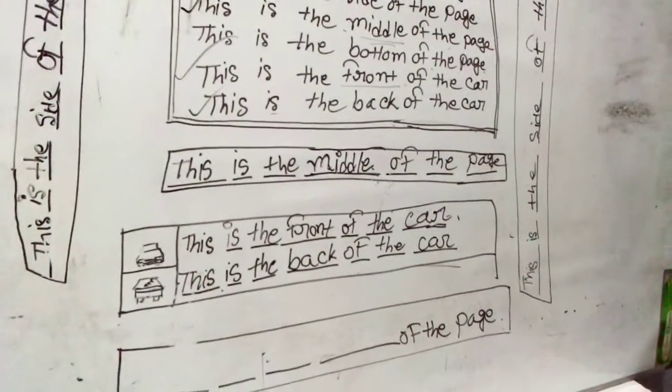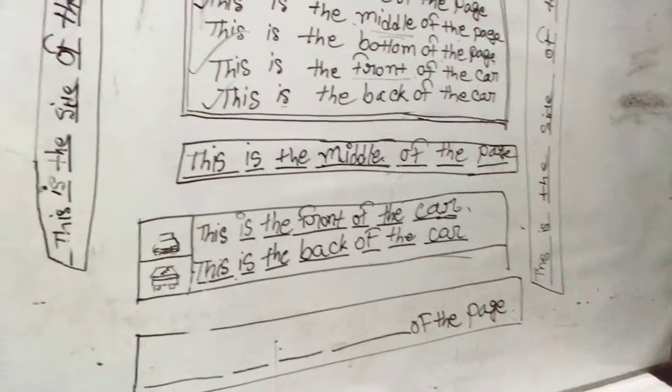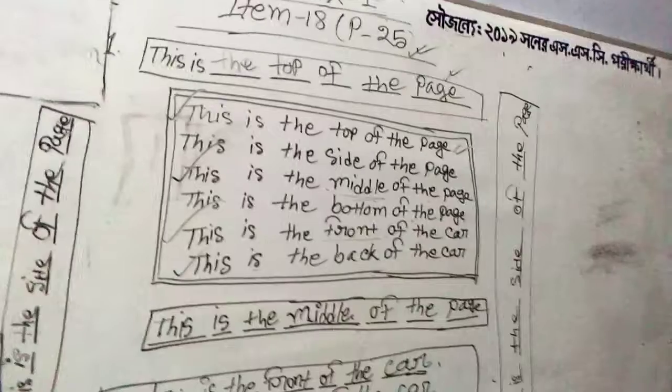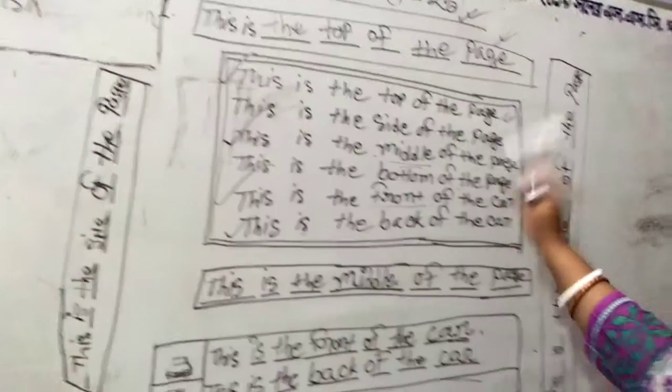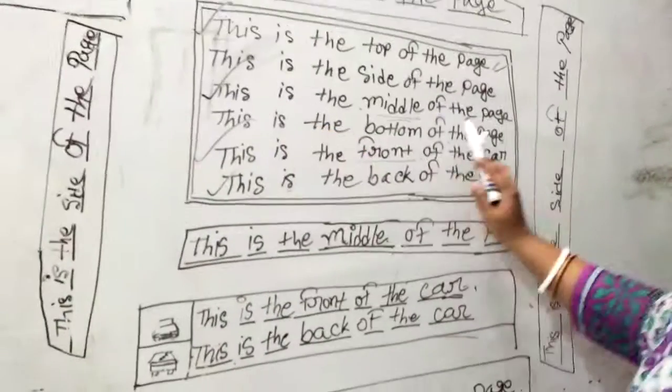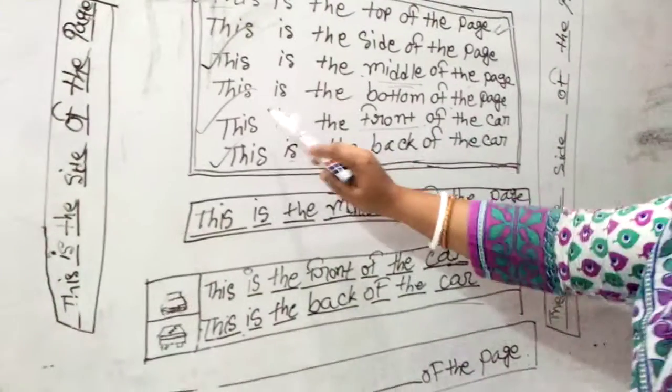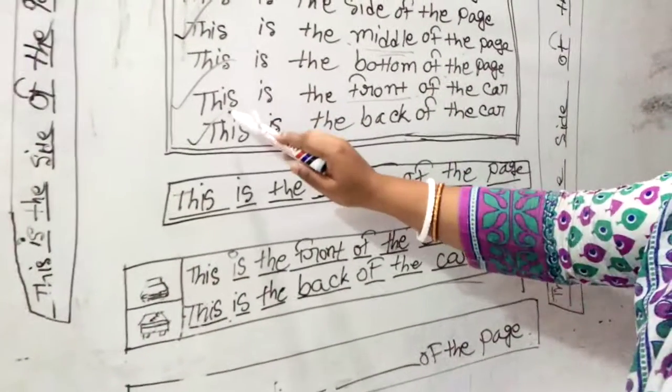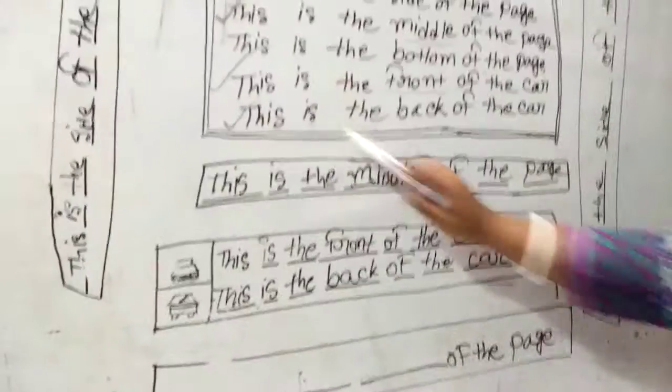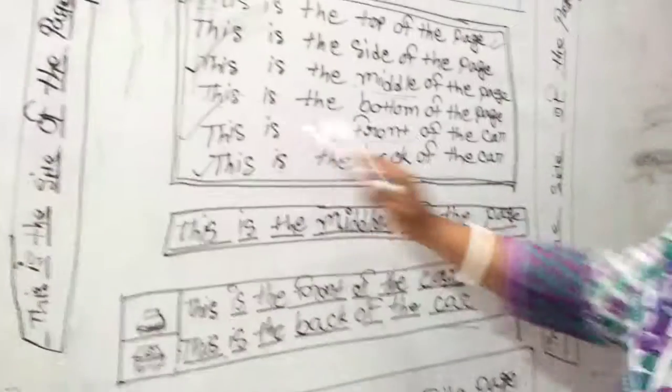Okay, babies, let us have a look at the whole sentences. This is the top of the page. We have done with that. This is the side of the page. We have already done. This is the middle. We have got here. This is the front of the car. This is the back of the car. Now the rest one is, this is the bottom.